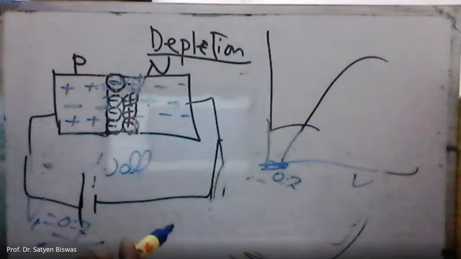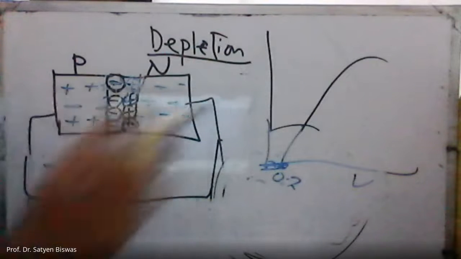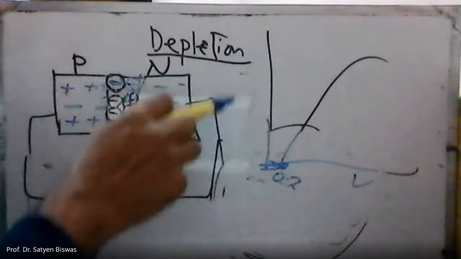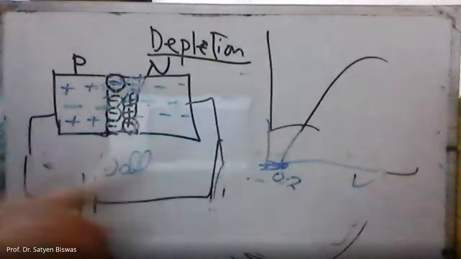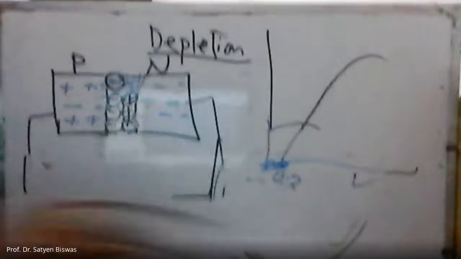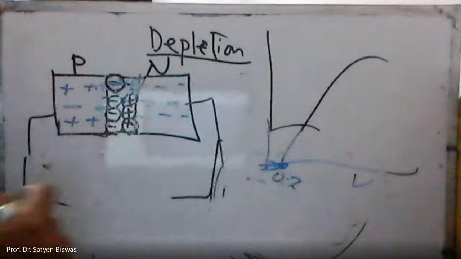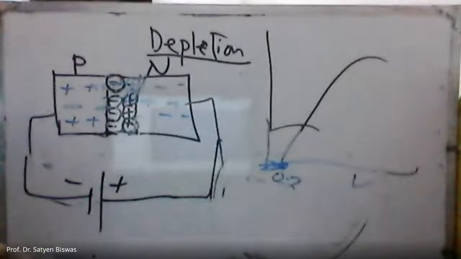Right? When you apply 0.7, this wall will be broken, and then the holes will go this way, and the electrons will go that way, and the current will start to flow from here. Right? No problem. But what happened now? Look at this the other way, reverse. We wanted to study the reverse bias. What will happen here?